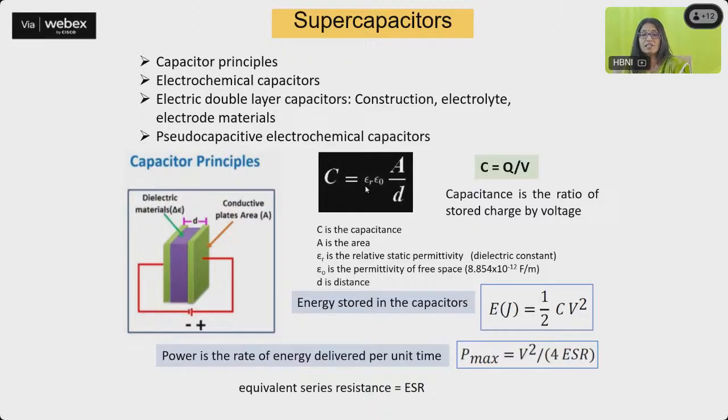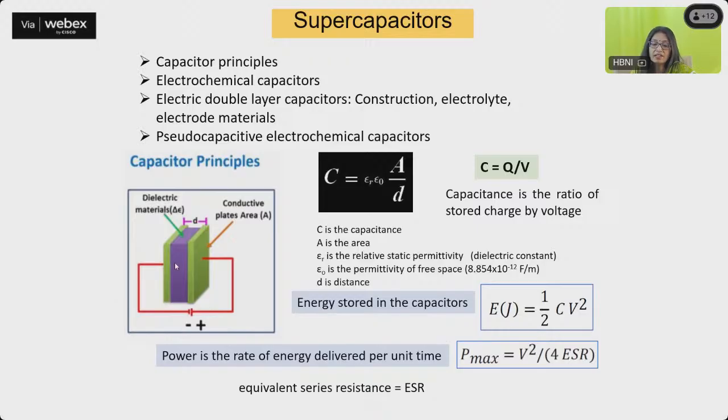Experimentally, you have conductive plates having an area of A. You have a dielectric material put in between these conductive plates, and the distance between the plates is D. So the capacitance value you get is epsilon R epsilon 0 A by D. A is the area of the plates, D is the distance between the plates, epsilon R is the relative static permittivity, which is the dielectric constant, and epsilon 0 is the permittivity of free space.